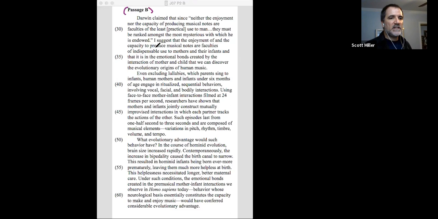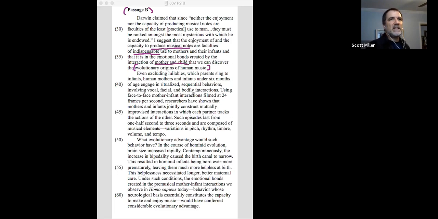So this is saying that the ability to produce musical notes is indispensable, can't do without it. And in this, we can discover the evolutionary origins of music, this bond interaction of mother and child. We can discover the evolutionary origins.